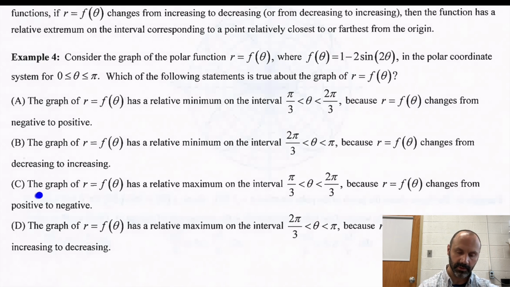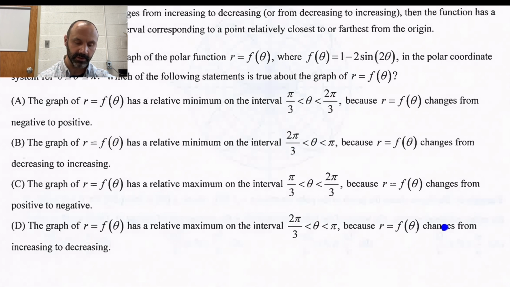C, the graph has a relative maximum on the interval pi over 3 to 2 pi over 3. We already saw there's no extremum on that interval, so C is out. All right, D has a relative maximum from 2 pi over 3 to pi, so that's the same as B, except it says changing from increasing to decreasing, which is what we said before, and so D is the right answer to example 4.